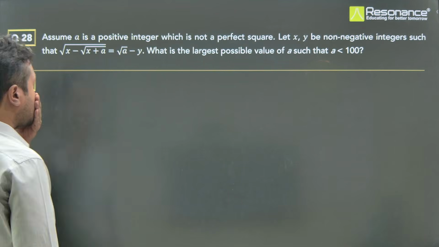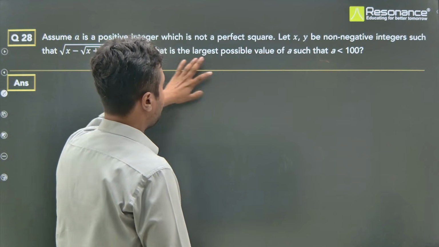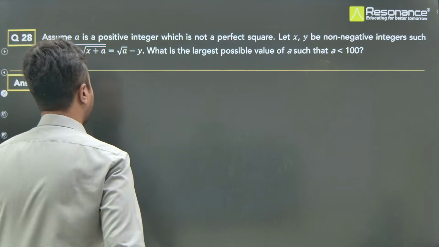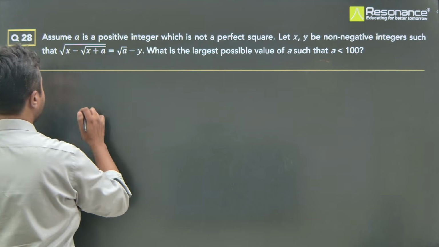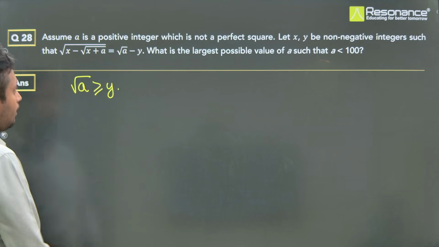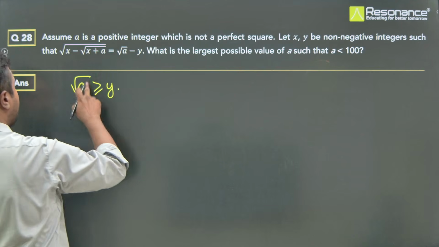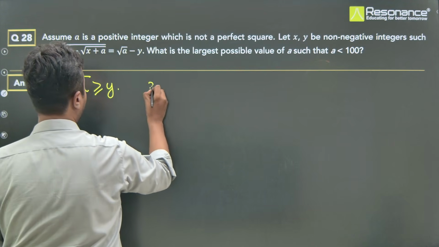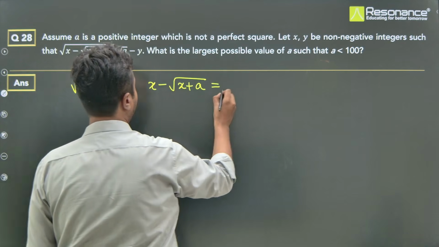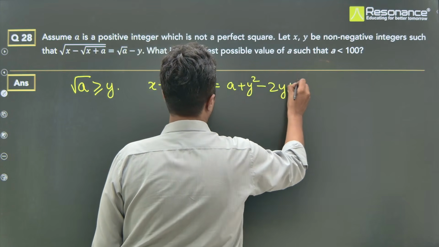Okay. Now a is a positive integer, which is not a perfect square. X and y are non-negative integers, so that all of that is true. Now what's the largest possible value of a? Alright, so first things first, we write down that square root of a has to be greater than or equal to y. Because the thing is, we are planning to square that. If you want to square that, you want this to be greater than or equal to y. And then we would have x minus square root of x plus a is equal to the square of that quantity, which is a plus y square minus 2y square root of a.